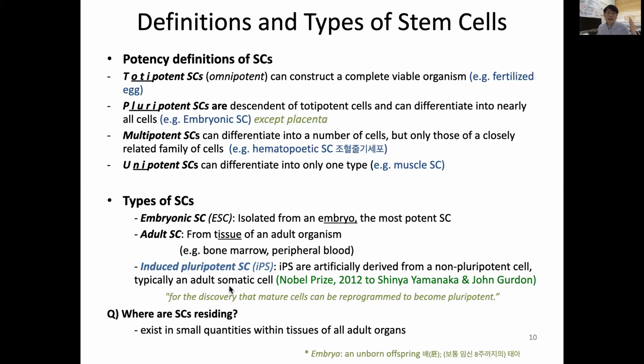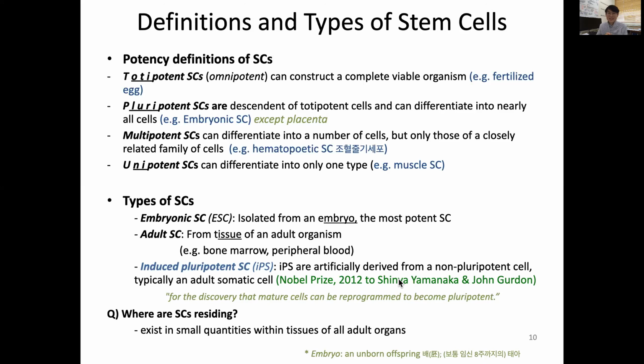Do you know when the first paper on this came out? Majorly by Shinya Yamanaka from Japan. The paper in Cell was published in 2006. So in only about 6 years, he got Nobel Prize out of this discovery.